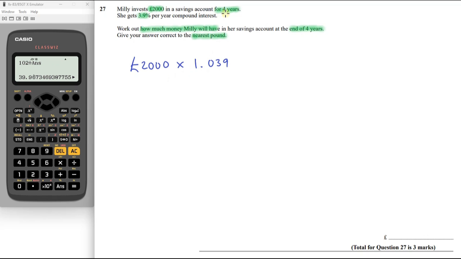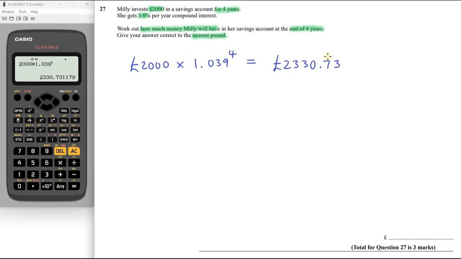Now we're doing that for 4 years. So I could times this number 4 times, or I can just raise it to the power 4. So let's put that into a calculator. 2,000 multiplied by 1.039 to the power of 4. Press equals, and that looks about right. So we're getting £2,330 and 73 pence. But we need to give an answer to the nearest pound.